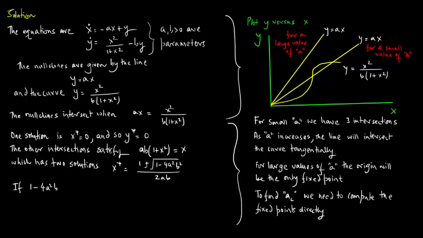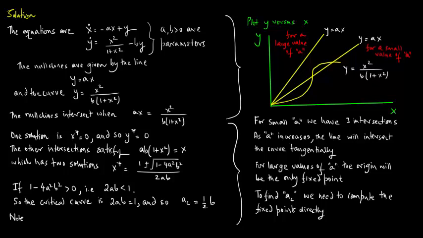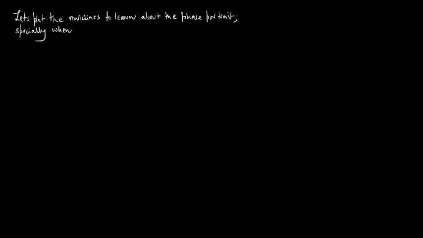If 1 minus 4 a squared b squared is greater than 0, i.e. 2ab is less than 1, so the critical curve is 2ab is equal to 1, and so a critical is equal to 1 over 2b. Note that the fixed point x star is equal to 1 at the bifurcation. Now let's plot the null lines to learn about the phase portrait, especially when a is less than a critical.